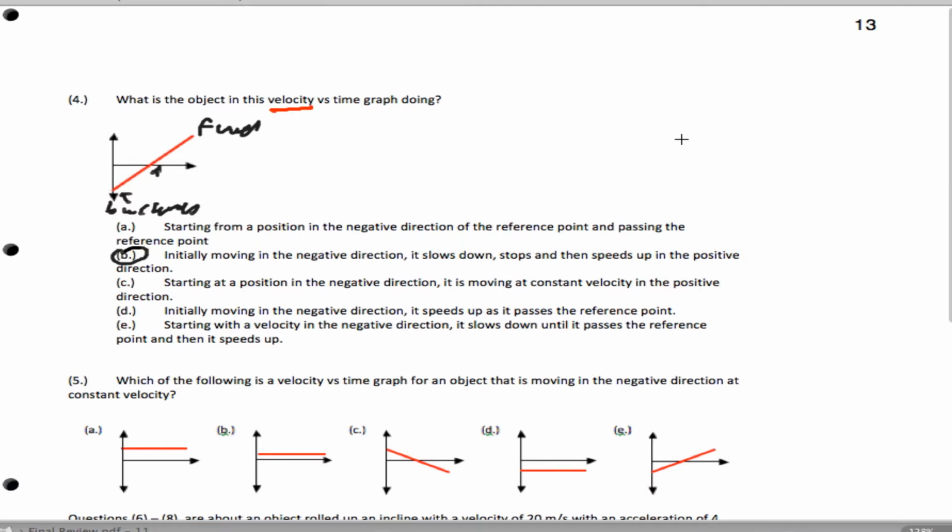I do want to say one other thing. Choice C would be the appropriate choice if we were talking about the position versus time graph.